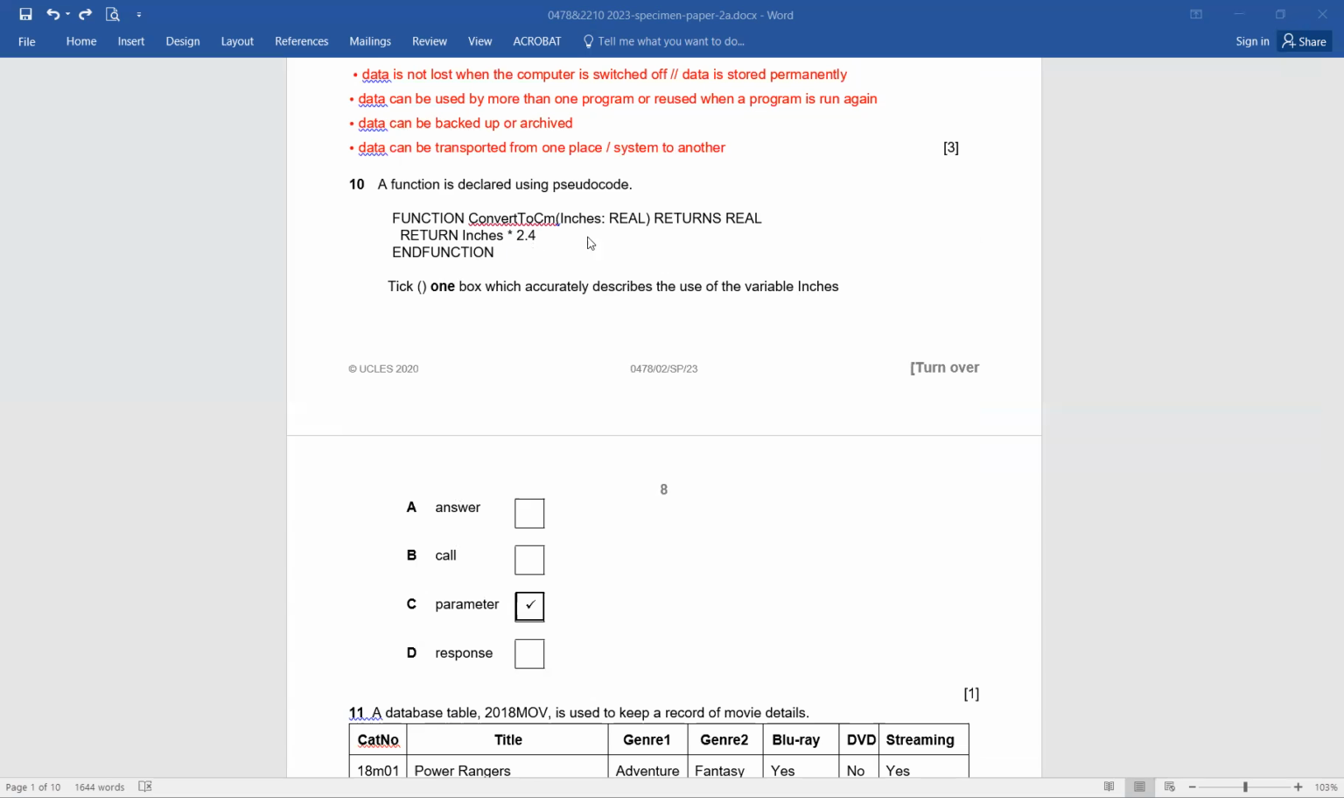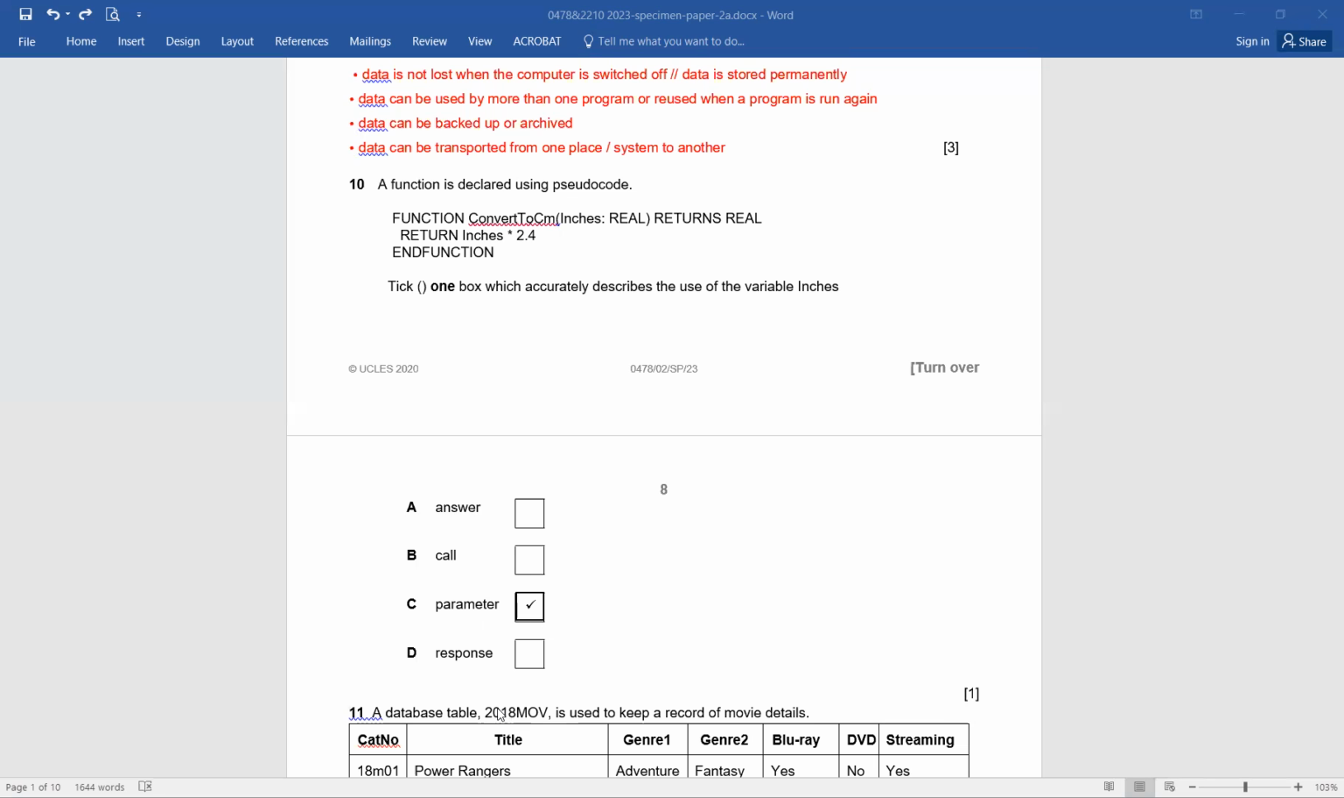So inches is basically a parameter. As we all have studied, the function name is convert to CM. It is getting one parameter, that is inches. Its data type is real, and it's returning the real value. So here, the inches is basically working as your parameter.